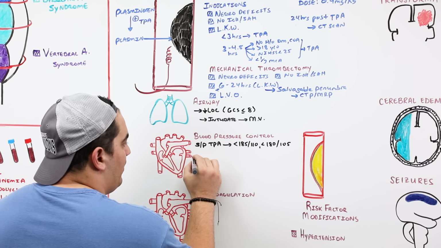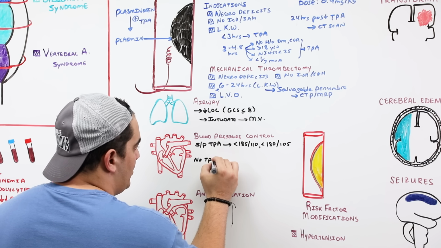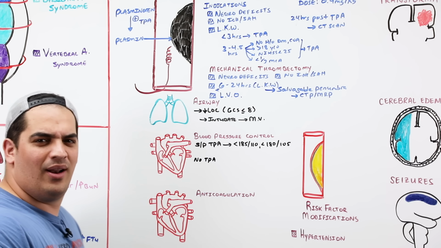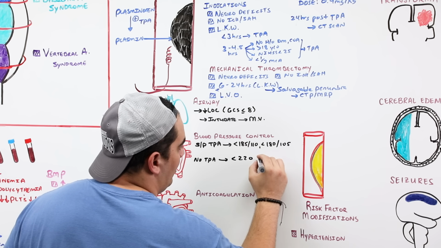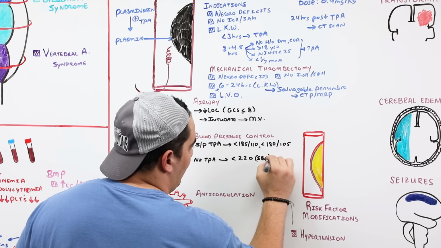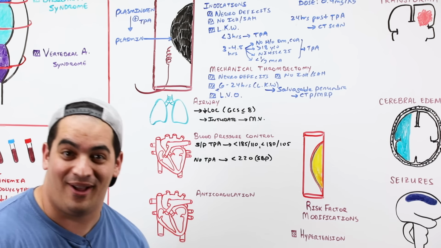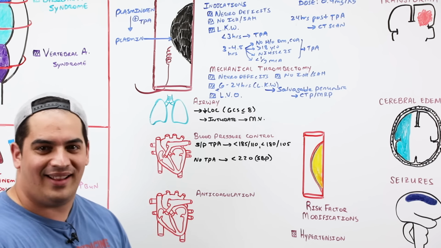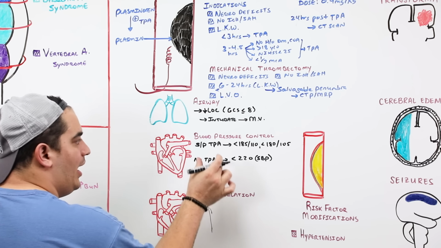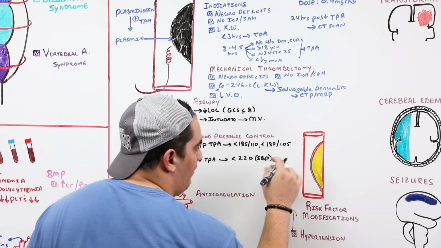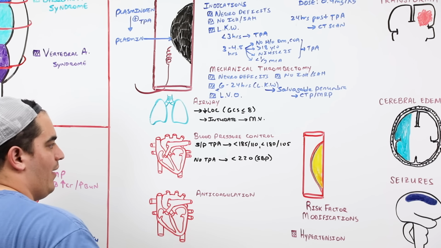The next thing is, what if there is no TPA? So they don't get TPA. Then what? Well then, I just gotta keep their systolic blood pressure less than 220. That's good enough for me, right? If we start getting higher, that's not too great. So less than 220 is the goal for no TPA. If they're getting TPA, 185/110 or less than 185/105.